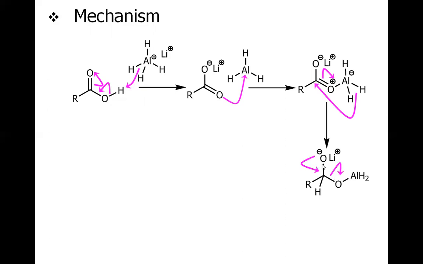Here we have the oxyanion, which pushes out the leaving group to form the carbon-oxygen double bond, and we have the aldehyde formed.